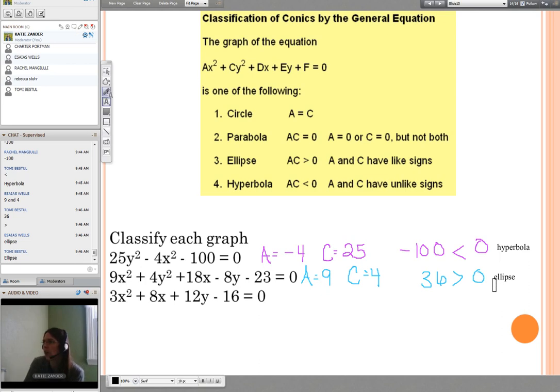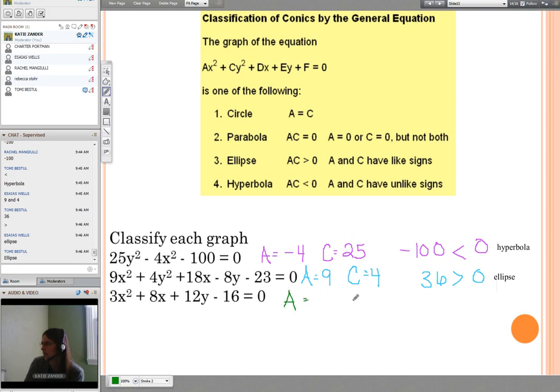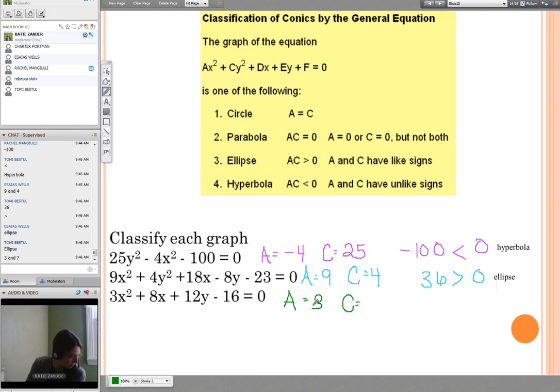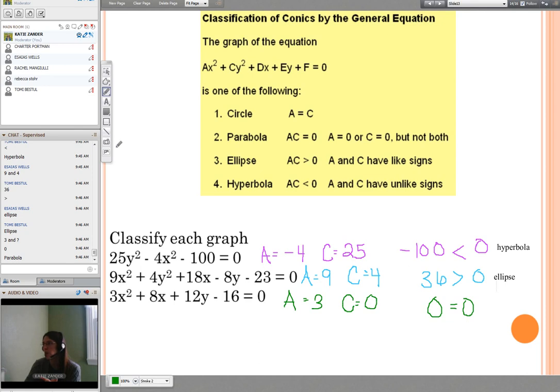All right, last one. What are the values for A and C? Three and question mark. Is there a y squared? If there's no y squared, what value do you think it will obtain? A 0. Yeah. And obviously, if you only have one squared term, this should be a dead giveaway. What type of conic section do you have? A parabola. So technically, you probably don't even need to do the multiplication there. But if you were to, 3 times 0 is 0. 0 equals 0. You know you have a parabola occurring.